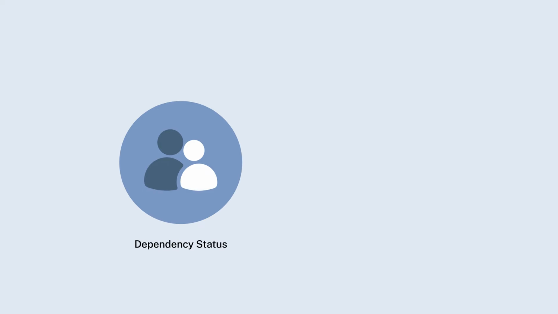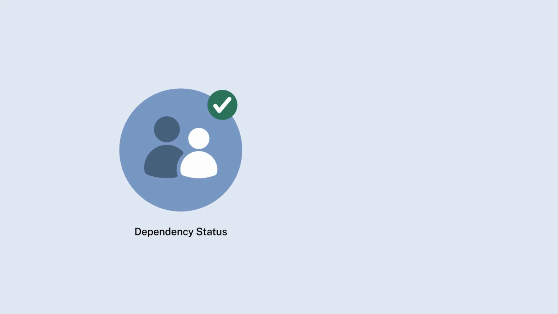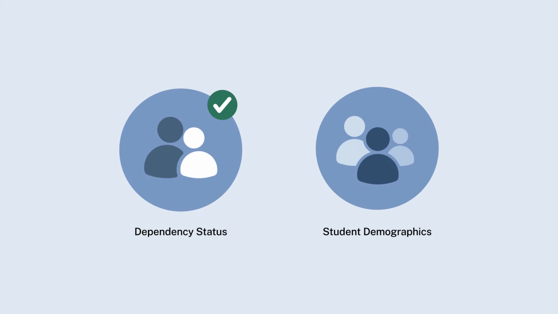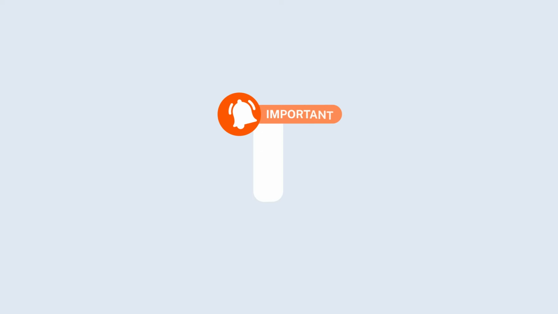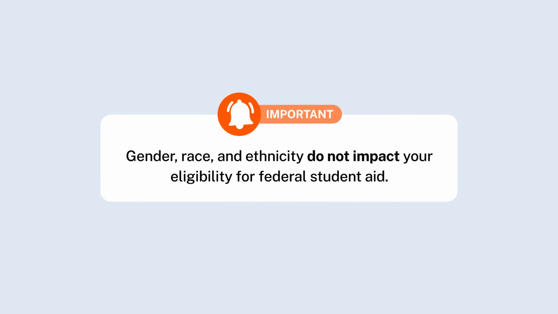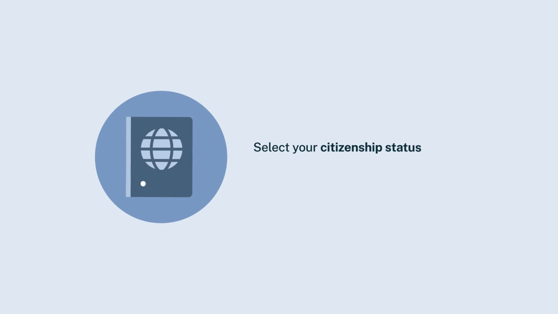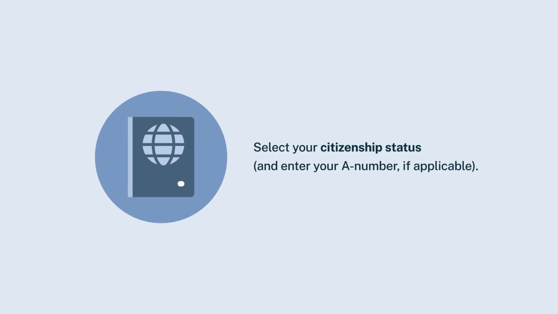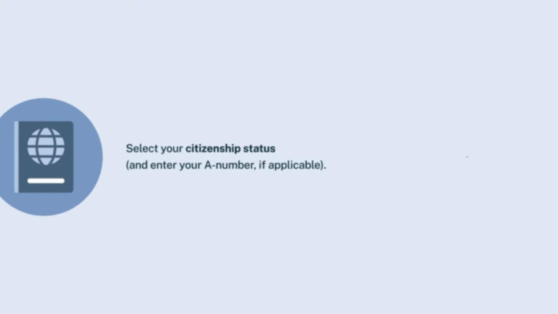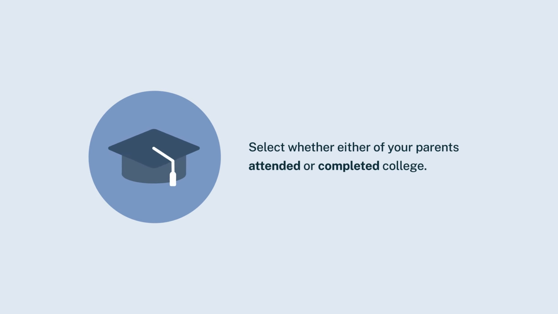After your dependency status is determined, you'll continue to the student demographics section. You'll be asked to provide your gender, race, and ethnicity, but these answers are for research purposes only and will not affect your federal student aid eligibility. Next, you'll select your citizenship status and enter your A-number if applicable, and then you'll select whether either of your parents attended or completed college.